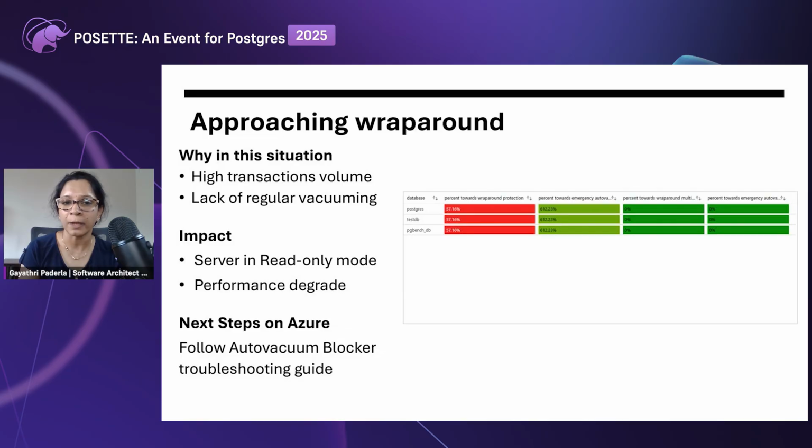Whenever you approach 1 billion transactions and cross it, this recommendation will be triggered, which tells you, hey, your server has already crossed 1 billion transactions.